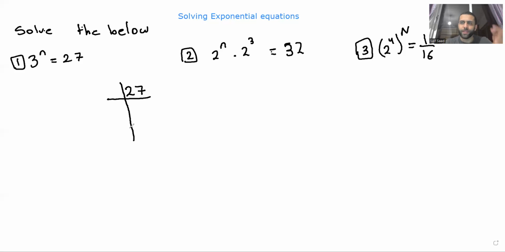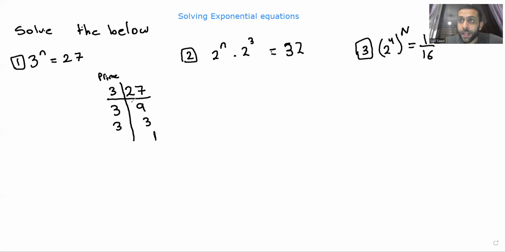First of all, you should notice something that is very important. Because you have 3 to the power of n, think always of dividing the 27 by 3. So one of the prime numbers that 27 is divisible by is 3. So basically 27 divided by 3, the answer is 9. Now, take this 9 divided again by 3. Here you should put the prime numbers, basic numbers, okay? So 9 divided by 3 is 3. 3 divided by 3 is 1.